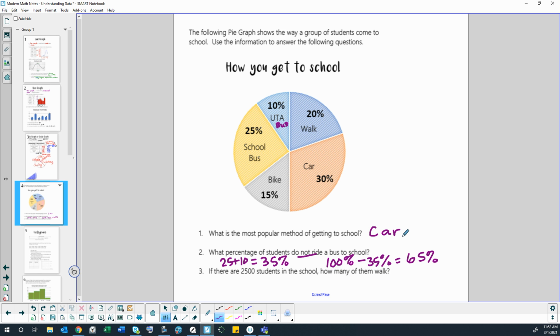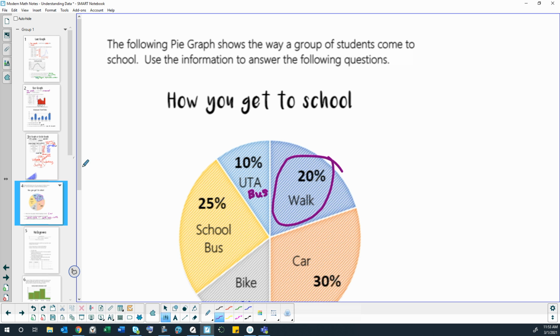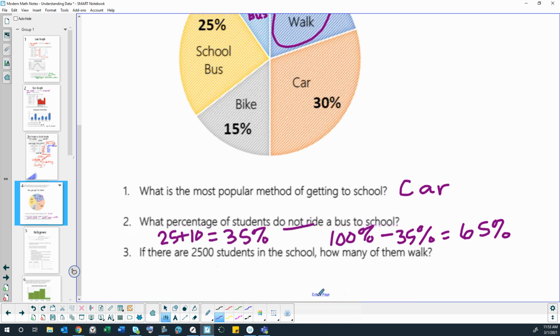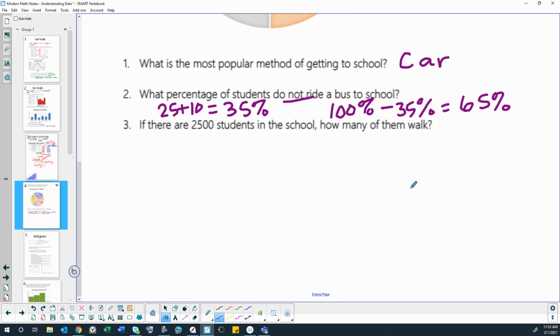If there are 2,500 students in the school, how many of them walk? So walking is 20% according to this slice right here, right? I'm going to expand my page so we can see this question a little better. So if there are 2,500 students in the school, how many of them walk? So to do that, we have to do 20% of 2,500. And if you remember what that means, we multiply.